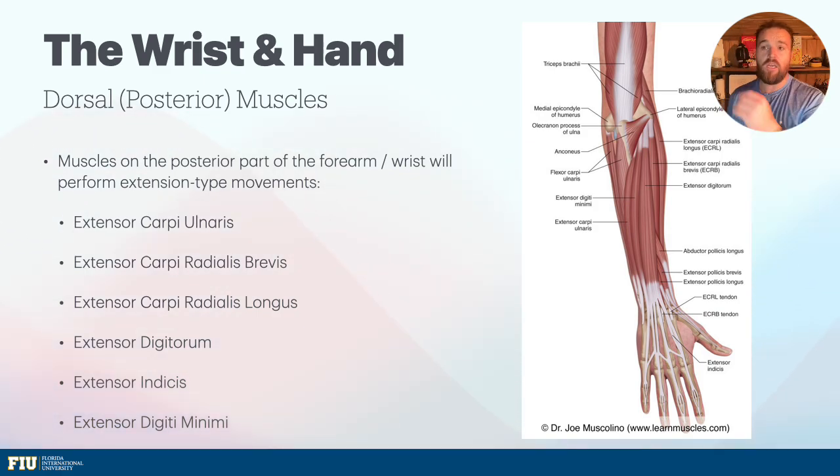If you remember correctly, the extensor indicis is going to be talking about the index finger, and the extensor digiti minimi is going to be talking about the pinky, right? So the fact that we are able to make this kind of like rock-on symbol is because we have those extra muscles. I don't know why they're there, couldn't tell you, but it does mean that we can do this, which is kind of fun.